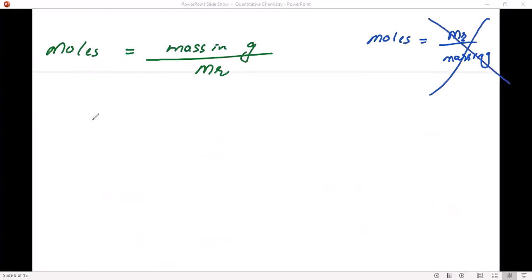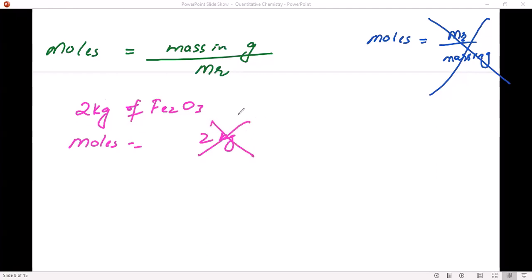For example, I need to find the moles in 2 kilogram of iron oxide. If I do moles is equal to 2 kilogram, this is wrong because in the formula we need to put mass in gram. So first convert this 2 kilogram into gram. Multiply this by 1,000, it will be 2,000. Then for Fe2O3, you need to find its Mr from the periodic table.